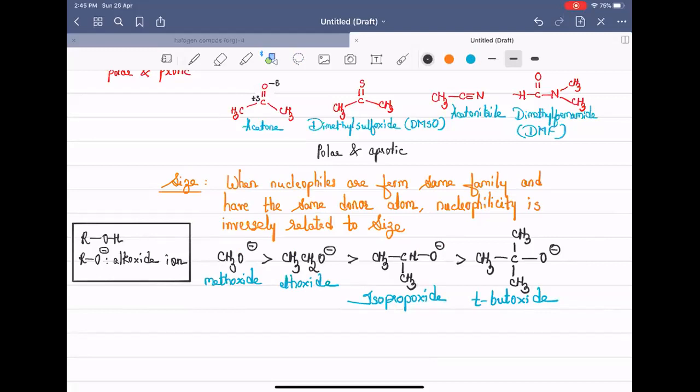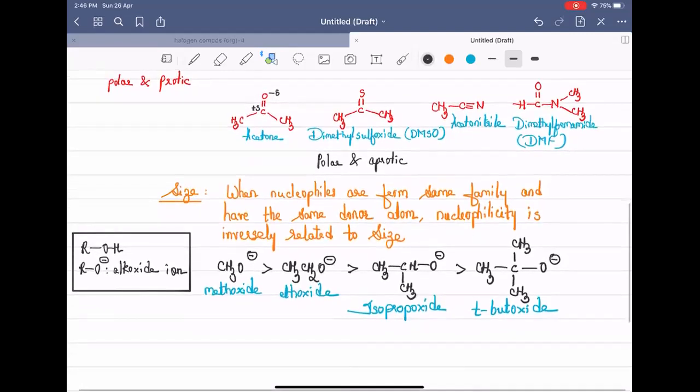So smaller nucleophiles are more agile, they have reduced steric hindrance, and hence are able to very quickly reach the tetrahedral carbon for causing that substitution. But only for such special cases do you have to consider the size. I hope this is clear to all of you.